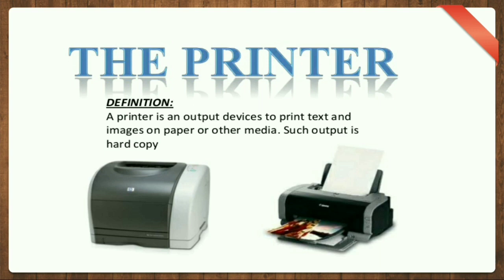Then the printer. A printer is an output device to print text and images on paper or other media. Such output is hard copy. That means when we take the output on paper that we can touch, it is called hard copy. Like our books, magazines, flags, newspapers, these are what? Output on paper. So these are called hard copy. And for taking all this, we are using a printer.